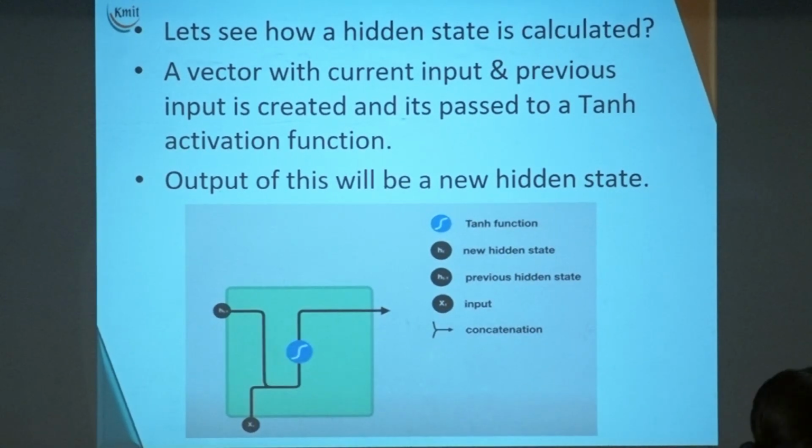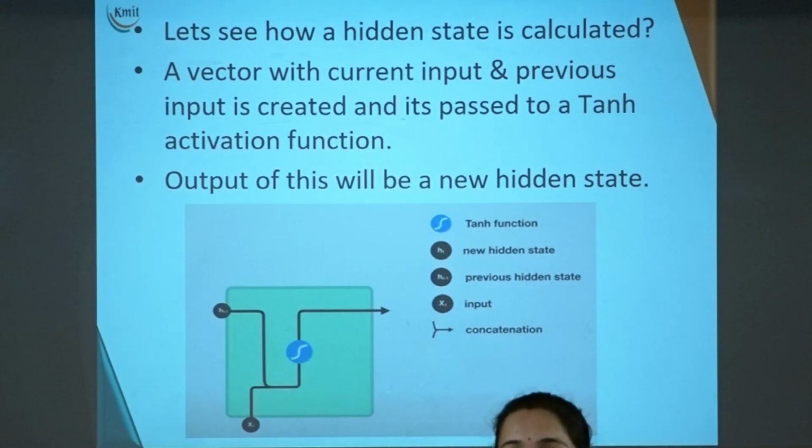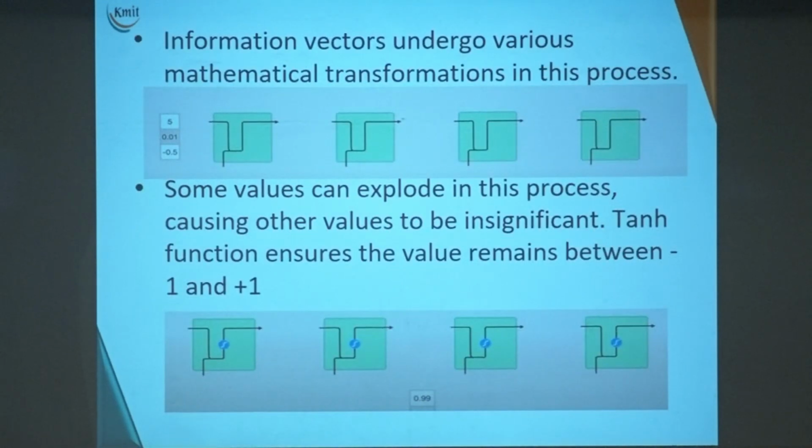Very good. So using the tanh activation function, you would be able to curb the exploding gradient descent problem. How? The tanh activation function regulates its output between -1 and 1. So why is tanh an important function? Because it's a squishing function which helps you regulate the value between -1 and 1, thereby reducing the explosion of gradient descent.